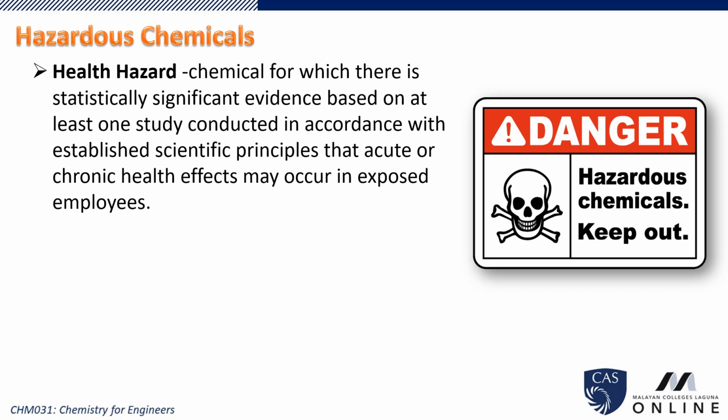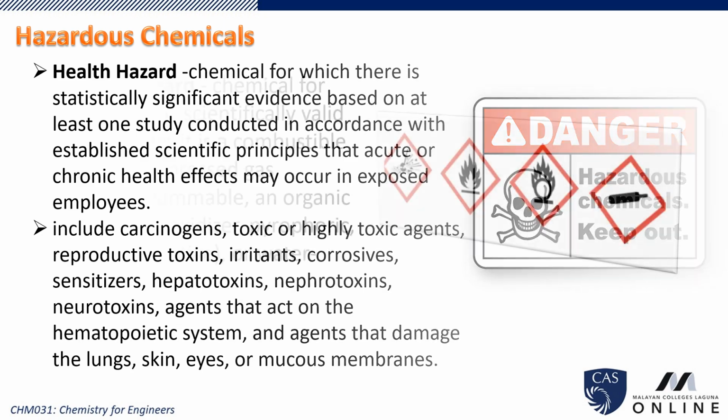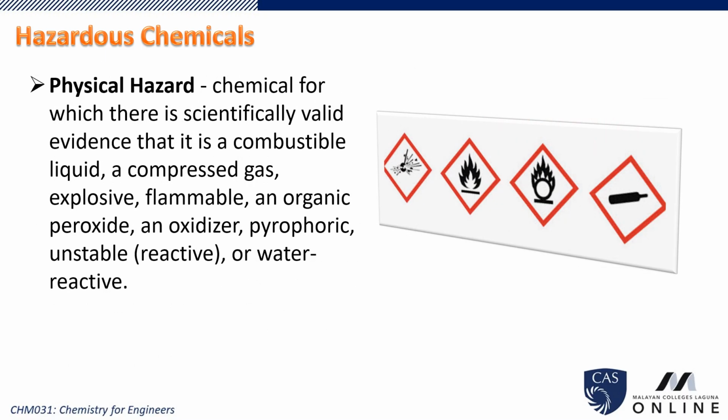Under health hazards, these are chemicals that can cause acute or chronic effects after exposure. Examples include carcinogens, irritants, corrosives, neurotoxins, and substances that can damage organs. Under physical hazards, these are chemicals that can cause fire, explosion, violent reaction, and pressure-related accidents. Examples include flammables, oxidizers, explosives, and compressed gases.